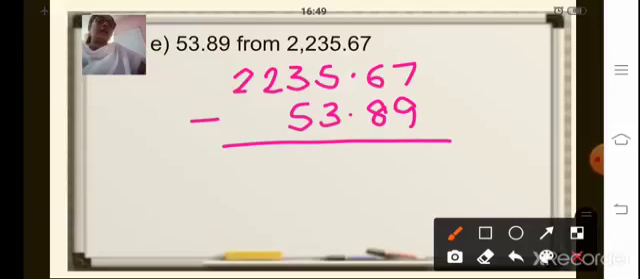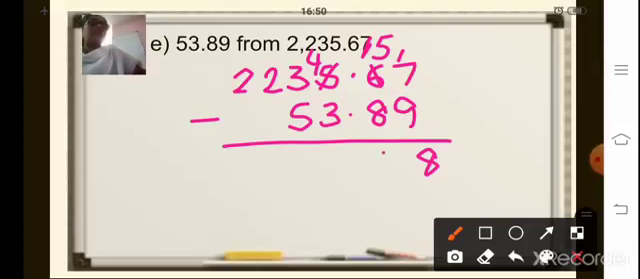7 is smaller than 9. So borrow from 6. So this will become 5. And this number will become 17. 17 minus 9 is 8. Now again here 5 is smaller than 8. So borrow from this 5, this will become 4 and this number will become 15. Now 15 minus 8 is 7. Put the decimal point. Now 4 minus 3 is 1.